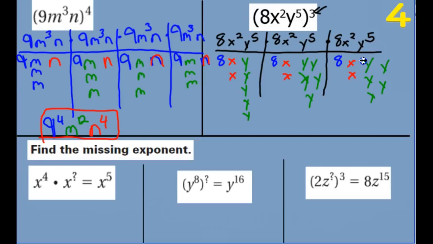We have 1, 2, 3 8s. So 8 to the 3rd, or 8 to the power of 3. Sorry, I keep saying that. We have 1, 2, 3, 4, 5, 6 x's. So x to the power of 6. And we have 1, 2, 3, 4, 5, 6, 7, 8, 9, 10, 11, 12, 13, 14, 15 y's. Y to the 15th power. We have 8 to the 3rd power, x to the 6th power, and y to the 15th power.